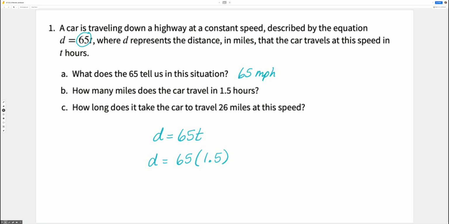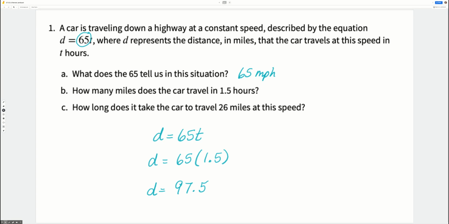So in my calculator, I'll do 65 times 1.5, and that tells me that d equals 97.5. Well, in the context of this problem, this 97.5 is how far it's traveled in miles. So we have gone 97.5 miles in an hour and a half. The last question is, how long does it take the car to travel 26 miles at this speed?